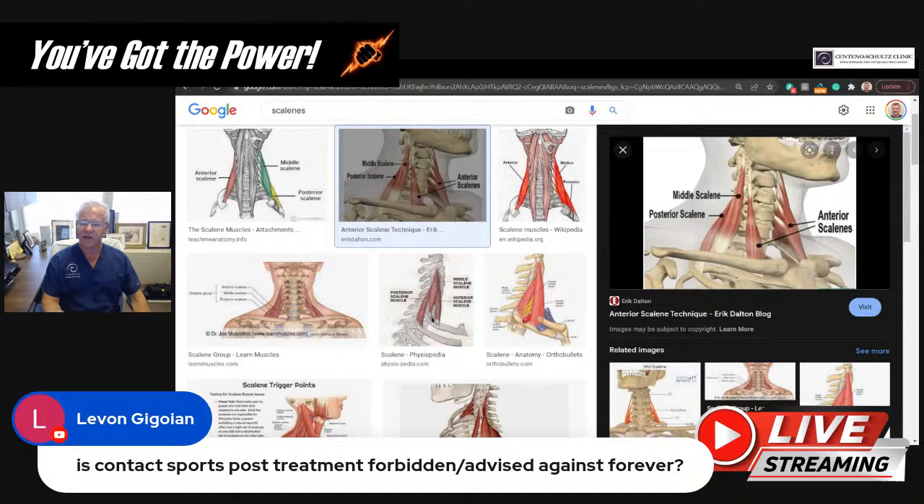Levon, is contact sports post-treatment forbidden, advised against forever? Levon, if we're talking about treating craniocervical instability, then contact sports aren't going to be the best, that's for sure.